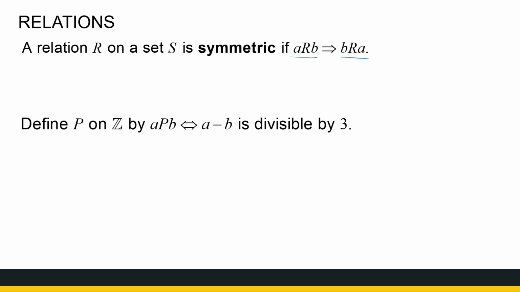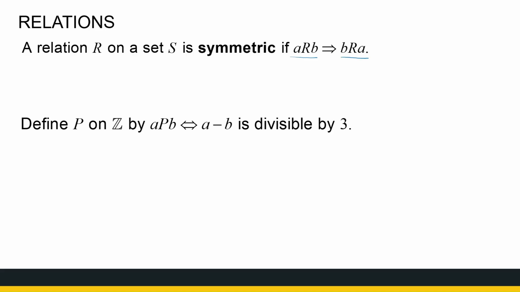So let's start with the example we ended off with in the previous video. We tested this relation P for reflexivity, and we saw it was reflexive. Now let's see, is it symmetric? All right, so now we know what this relation does. If a minus b is divisible by 3, then aPb is true.